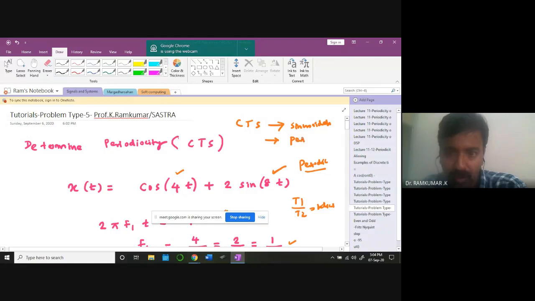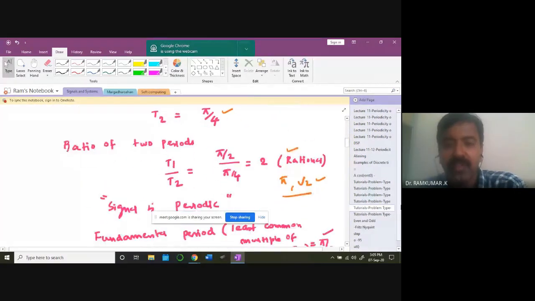All continuous time sinusoidal signals are periodic in nature. So naturally cos 4t and sin 8t are periodic. But when I add them, I should be careful about the ratio T1 by T2. If this ratio is not rational, then they may not be periodic when added together. That's the idea. The concept of harmonics comes here. We'll learn about it, but right now just think about it.